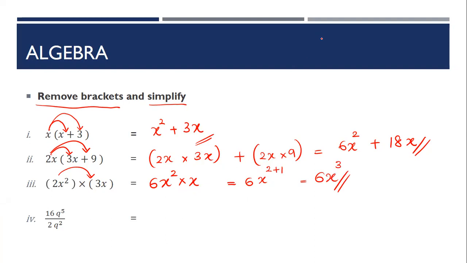8 q power 3. 4 q power 3. Okay. So we have two answers. So here the question is 16 q power 5 divided by 2 q power 2. Yes, the answer is 8 q power 3. So here 16 is divided by 2 and it is 8, and q power 5, and here q power 2 is going to the up as q power minus 2. So we are getting 8q power 3.